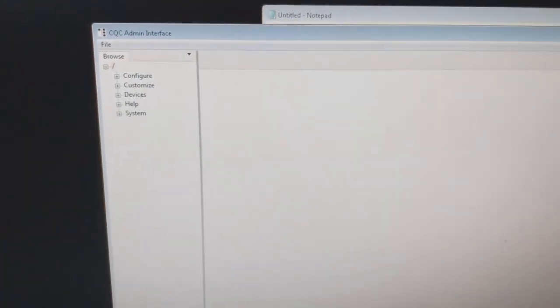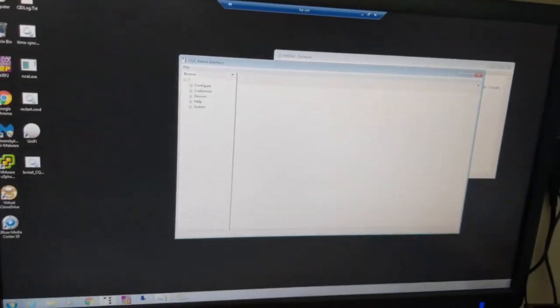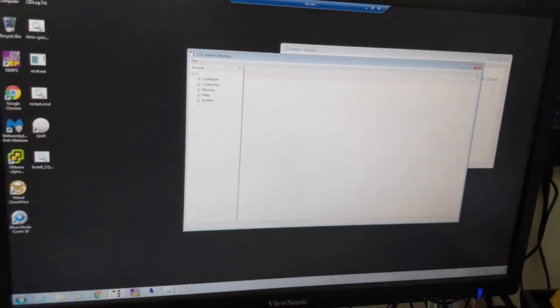And now, boom, I don't need to have all these different machines running 24/7 sucking up that really expensive PG&E juice. So that's all there is to it.